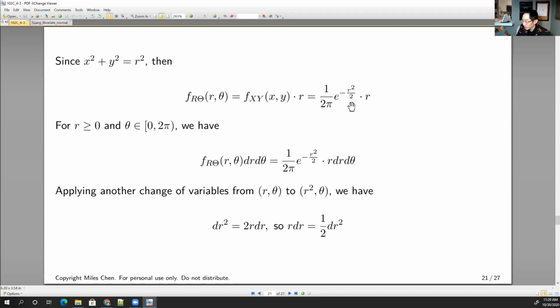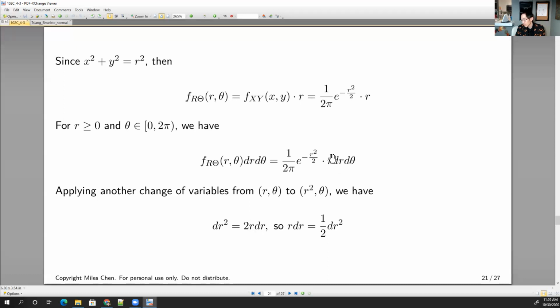I'm going to keep doing some more work here. So I can take this function, which is 1 over 2 pi e to the negative r squared over 2 times r, and then we're going to do another change of variables. We got r dr d theta, and we're going to change our variables from r to r squared. So it's kind of like we're going to replace r with r squared. And so, what is dr squared? Dr squared is 2r dr.